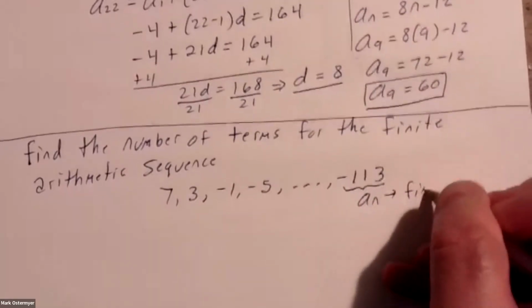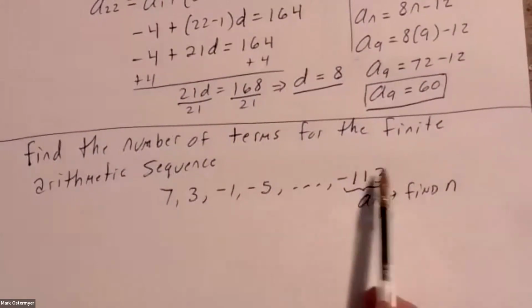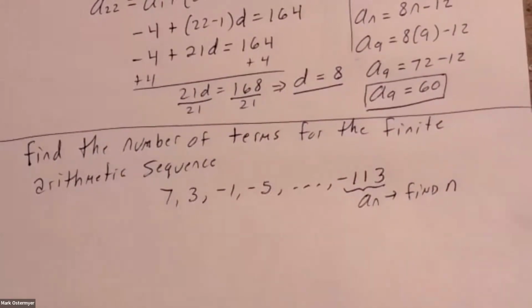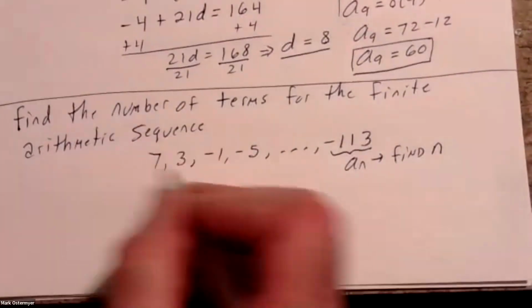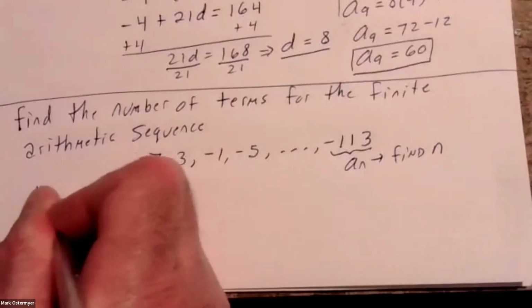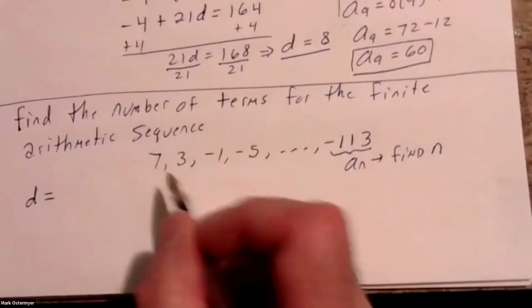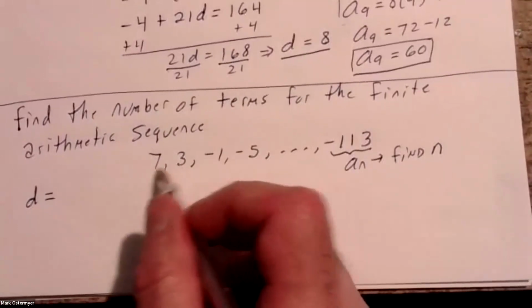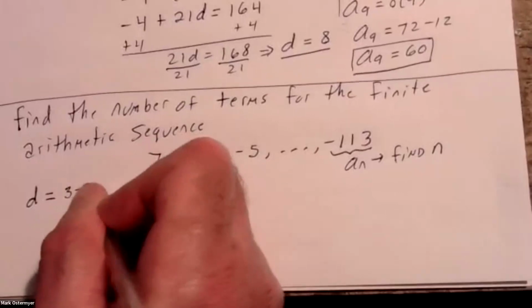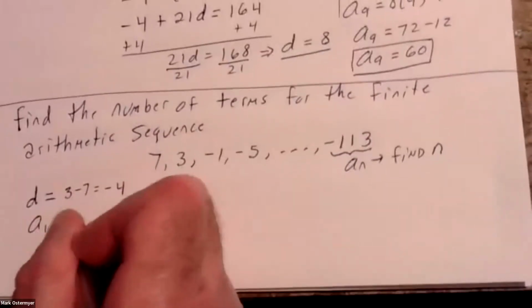We need to find n. That's what we need to do is find n. We got to find out what term this is. All right, to do that, we can use our nth term rule, but we're going to need our common difference here first. So my common difference is going to be what? It is an arithmetic sequence, so all you got to do is take any term and subtract off the previous term. So 3 minus 7 is -4. That's your common difference. And your first term is 7.